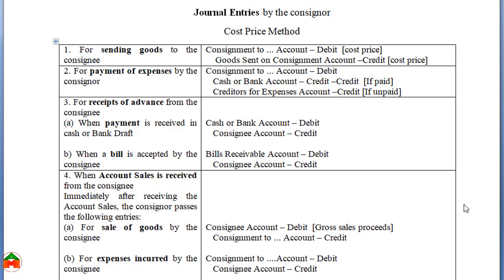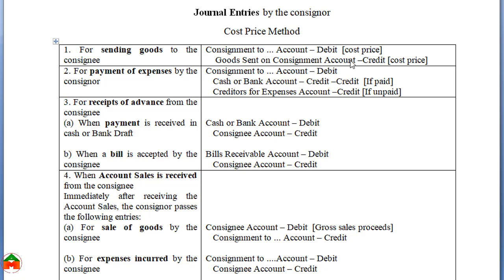Now we are going to learn the journal entries that should be made by the consignor. And for journal entries, we are going to apply the cost price method. The first journal for sending the goods to the consignee is consignment to consignee. Here you have to mention the consignee name or the name of the place where the consignee is situated. For sending the goods, the debit is consignment to consignee and the credit is goods sent on consignment account. And for this journal, we have to apply the cost price.